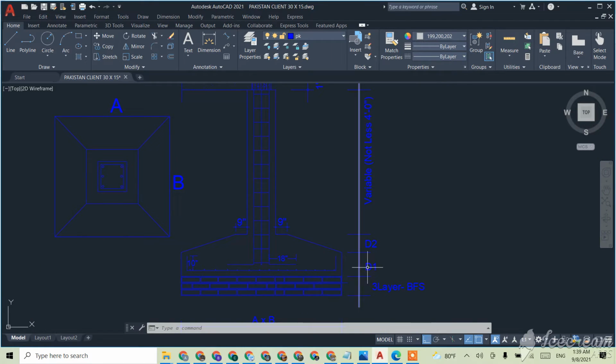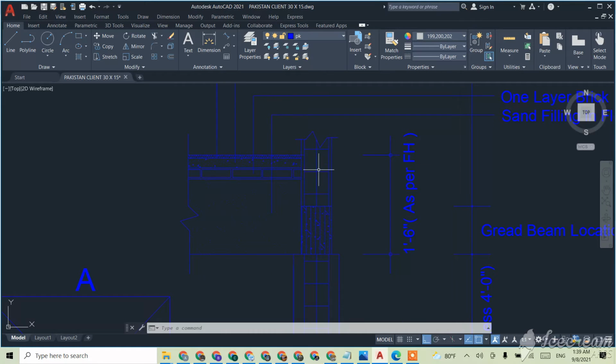Like if this is 1 feet, then 4 feet and 5 feet, 5.5 feet, or here 1 feet, which can be like 6 or 7 feet. We have to calculate from here to here, from the ground level to the underground level here. So that is the total depth of the foundation.